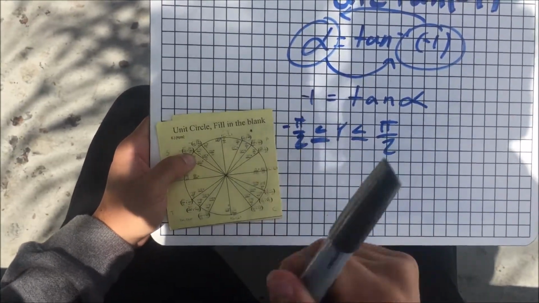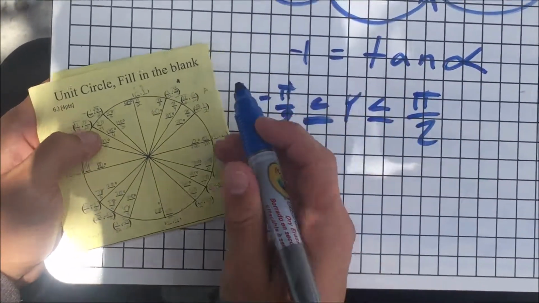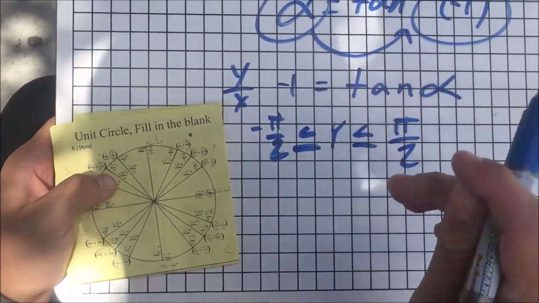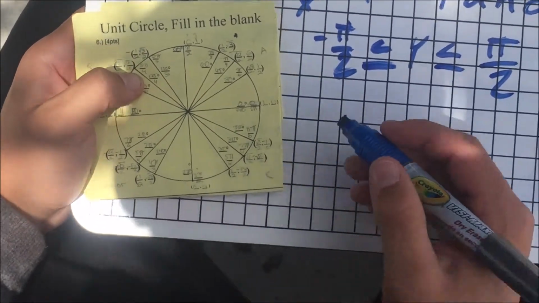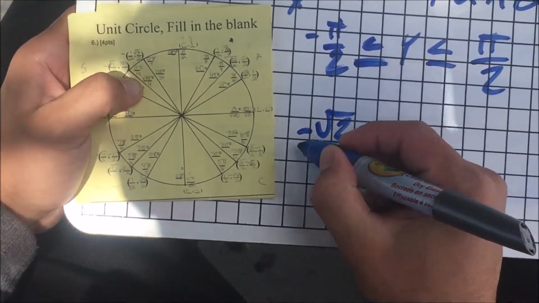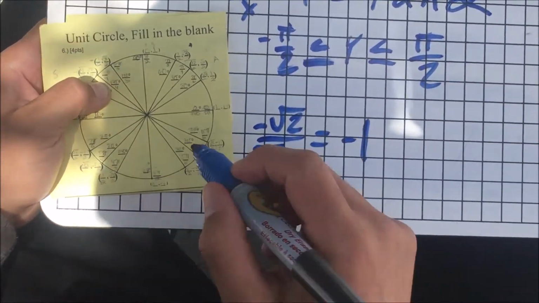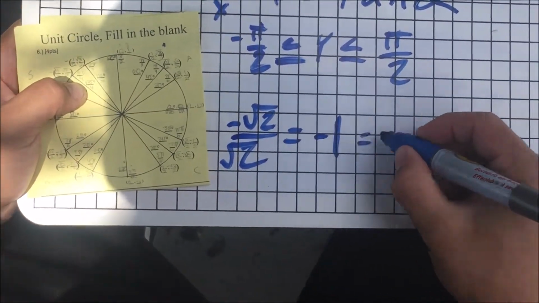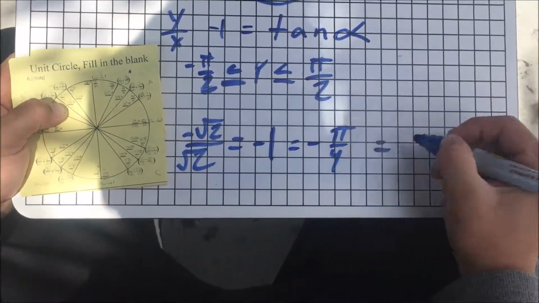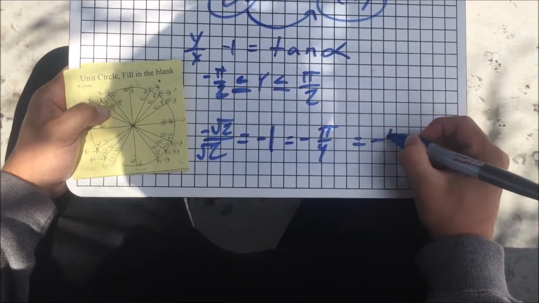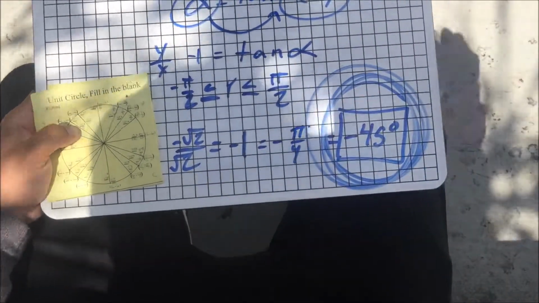Okay, so we know it's going to be in quadrant 1 or quadrant 4. And tan is y over x. So let's put that to remind ourselves. And up here, all the y over x is going to be positive, so we know it's going to be negative down here. And let's see, right here, negative radical 2 over 2 equals -1. So we know it is equal to negative pi over 4, and in degrees, negative pi over 4 equals negative 45 degrees. And that is your answer.